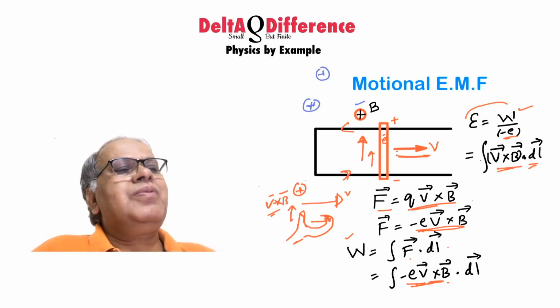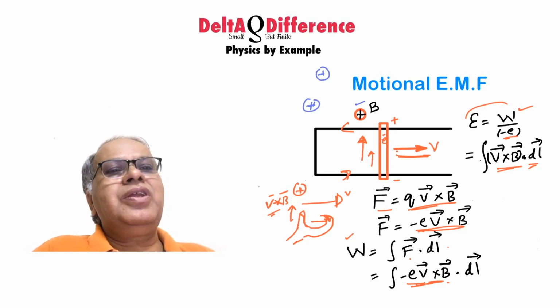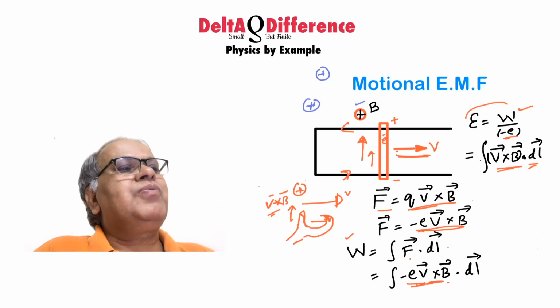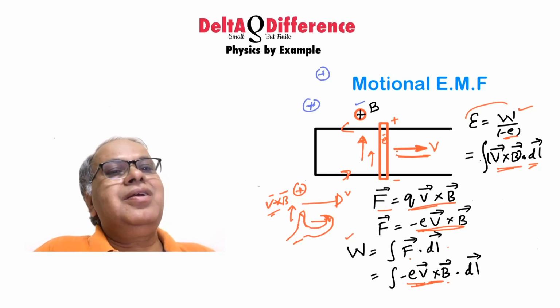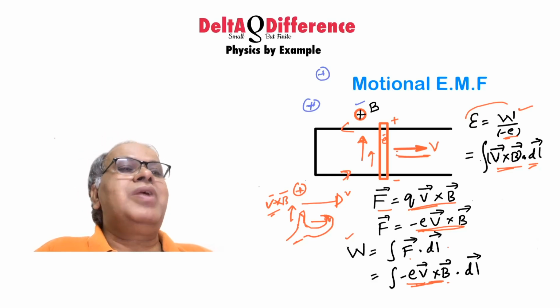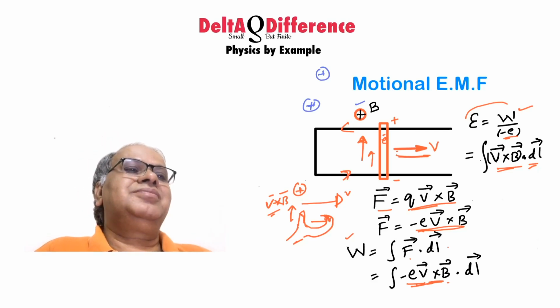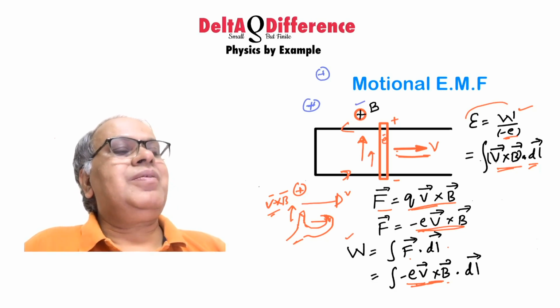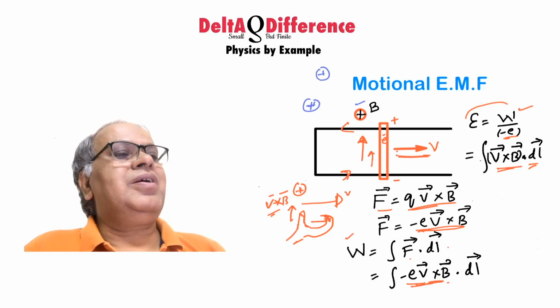Yes, the formula is right, V cross B dot dl, only the interpretation is going to be slightly different. So for a motional EMF we should put V cross B dot dl, and this will be equal to B dA by dt, actually speaking. Remember this V cross B dot dl. In this case, if I derive the formula for the EMF developed here, V and B are perpendicular, right? So V cross B will be what? VB.